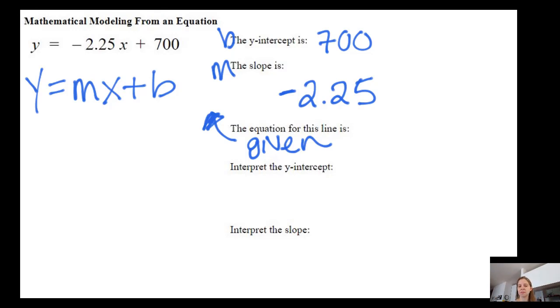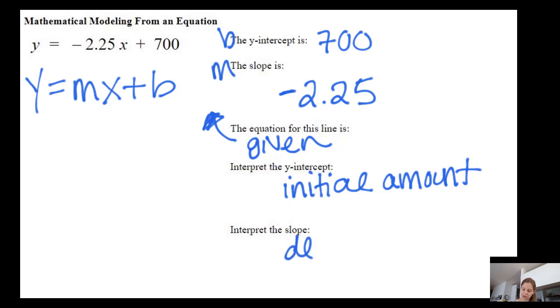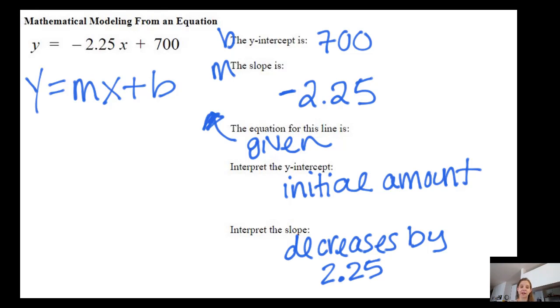To interpret the y-intercept, I didn't give you a scenario here. So the y-intercept is going to just be the initial or original amount. Interpret the slope, and again, you don't have a scenario, so that is how much is decreasing, right? That in this equation, it decreases by 2.25, right? That negative means it's going down. So decreases by 2.25.